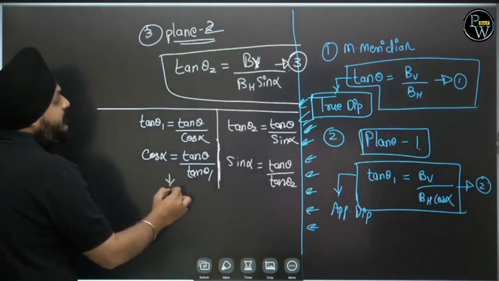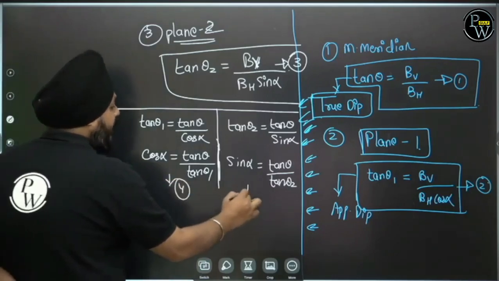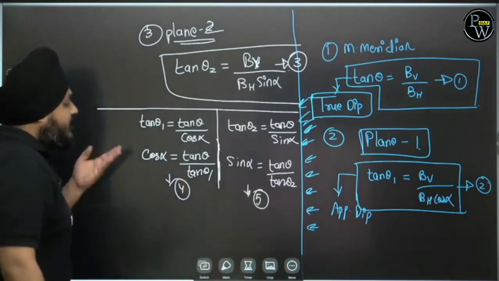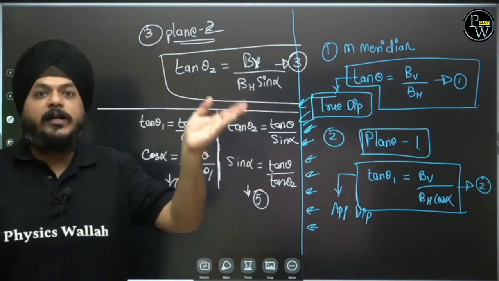Can I consider this as equation number 4? Can I consider this as equation number 5? Squaring and adding equation number 4 and equation number 5.